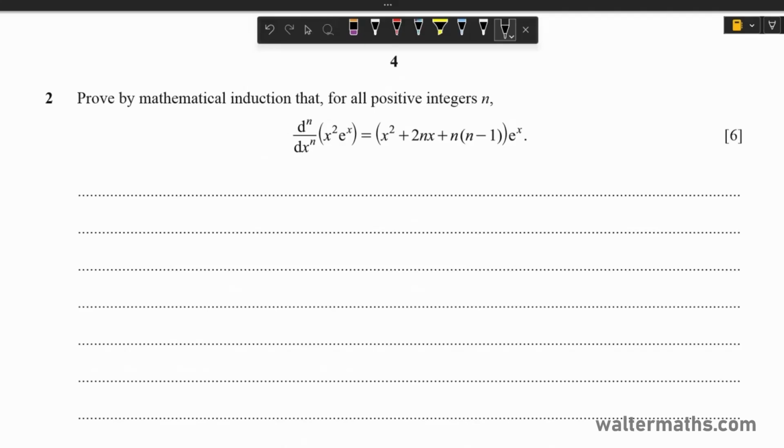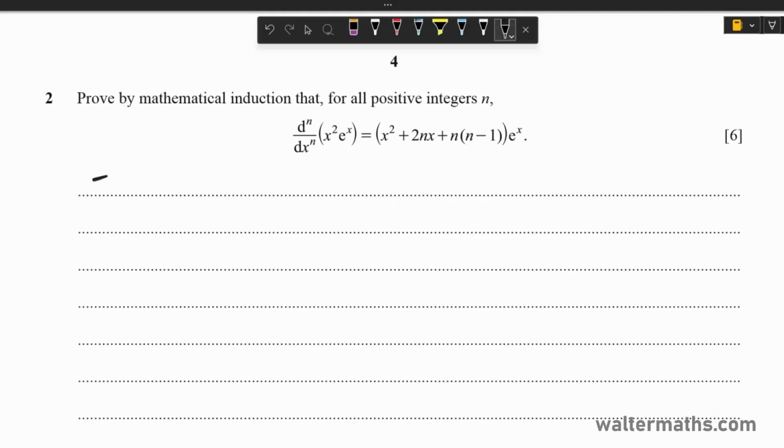Number 2, prove by mathematical induction that for all positive integers n, d to the n by dx to the n of x squared e to the x is equal to x squared plus 2nx plus n of n minus 1, all of e to the x. Alright, so let's prove by induction.